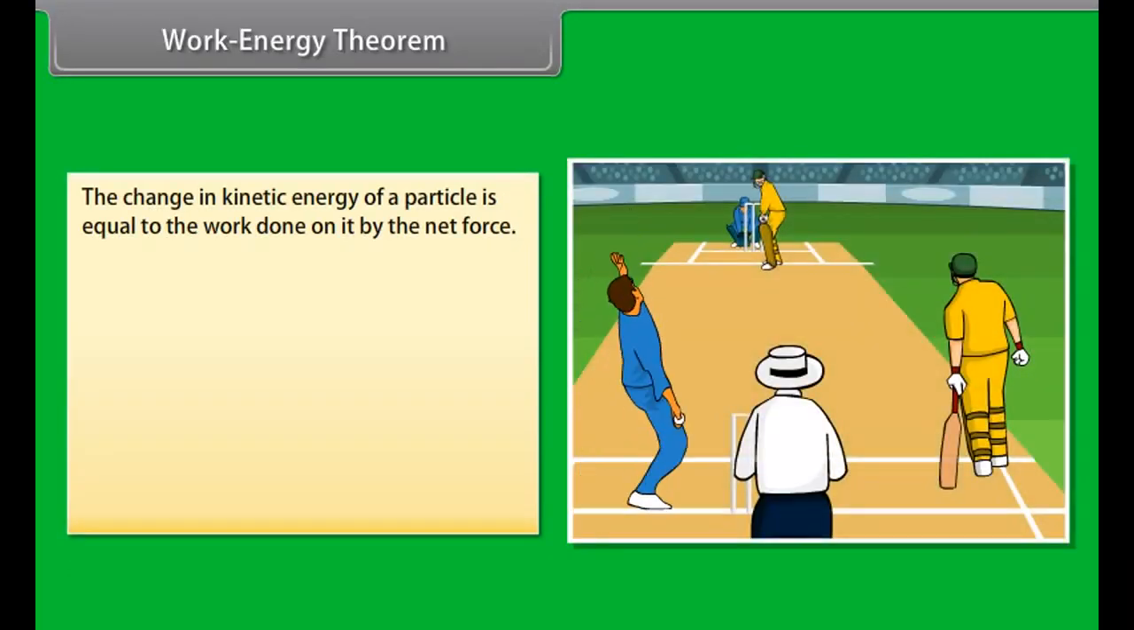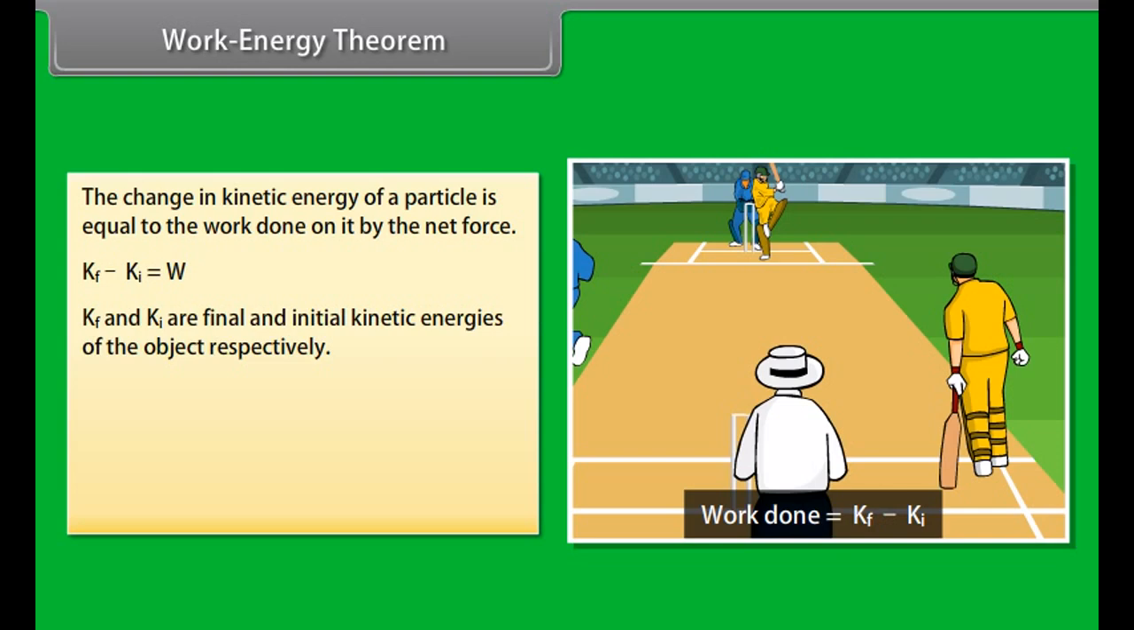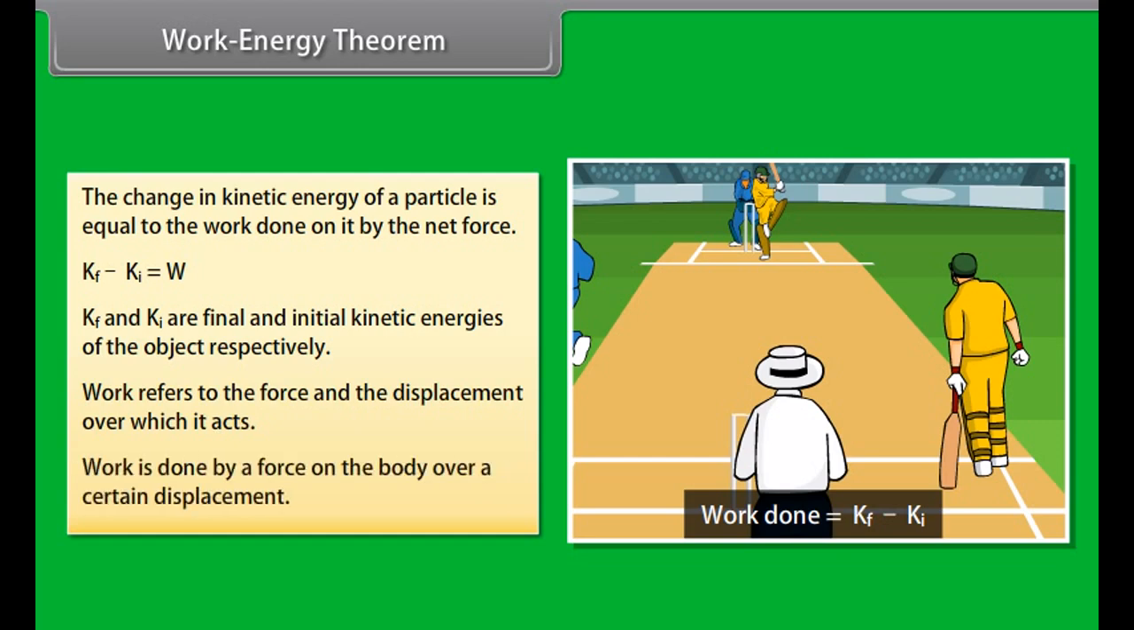Work energy theorem. The change in kinetic energy of a particle is equal to the work done on it by the net force. Kf minus Ki is equal to W. Here, Kf and Ki are final and initial kinetic energies of the object respectively. Work refers to the force and the displacement over which it acts. Work is done by a force on the body over a certain displacement.